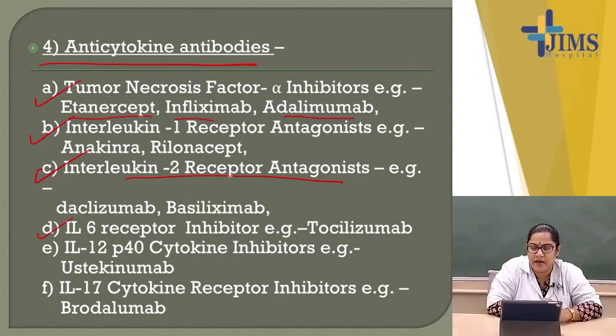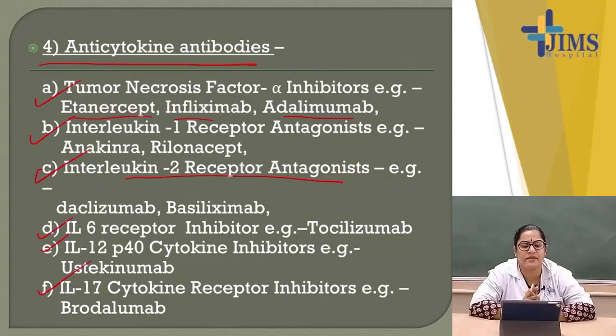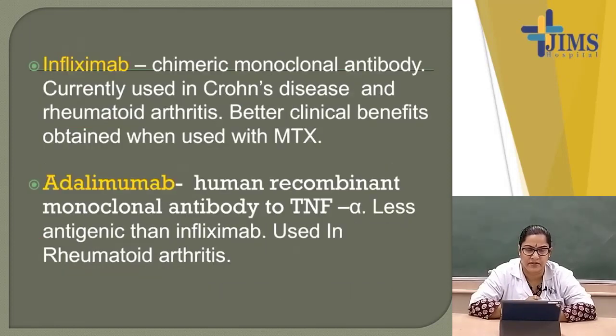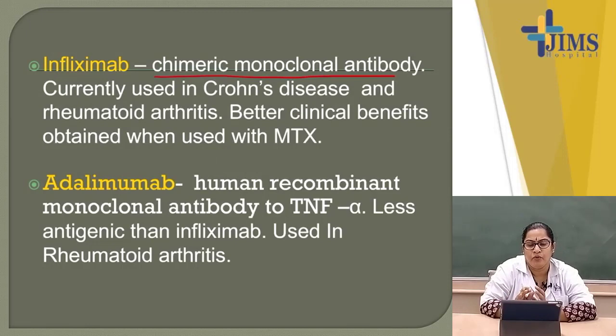Interleukin-6 receptor inhibitor, tocilizumab. Interleukin-12 p40 cytokine inhibitor, ustekinumab. Interleukin-17 cytokine receptor inhibitor, brodalumab. Among all these drugs, the important ones are etanercept, infliximab, adalimumab, anakinra, basiliximab. All these are important monoclonal antibodies. Infliximab is a chimeric monoclonal antibody. Chimeric is a mixture of mouse and human monoclonal antibody.